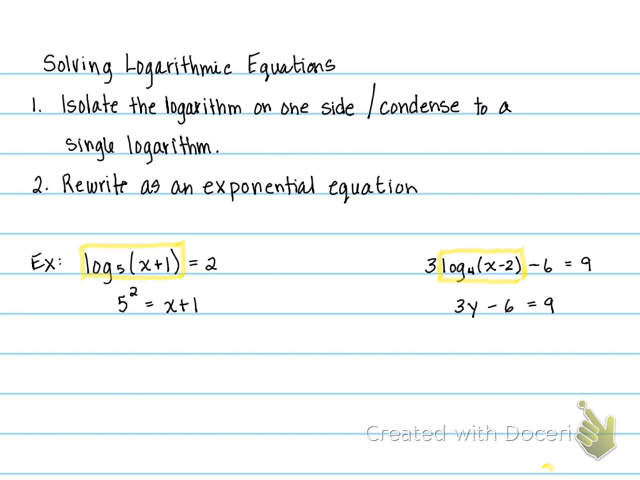And well, we know what 5 squared is, yeah? It's just 25. So 25 equals x plus 1. And so x equals 24.